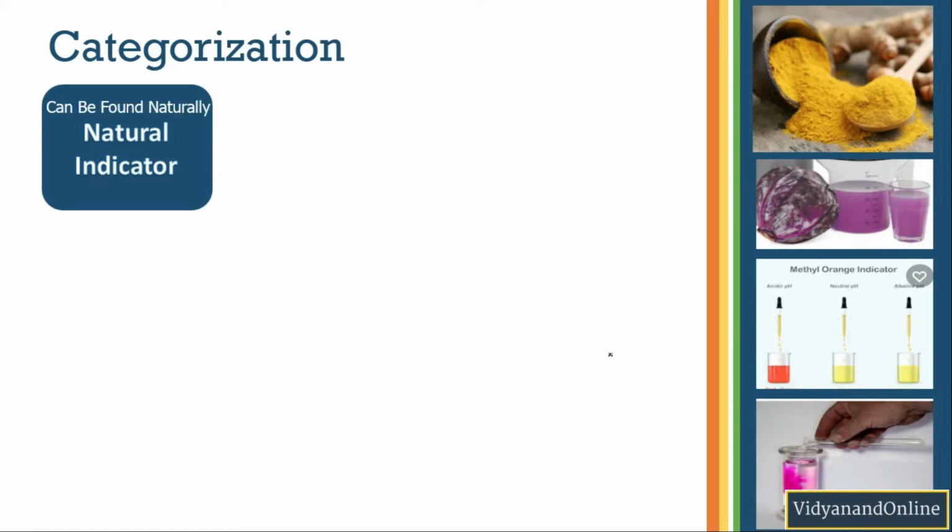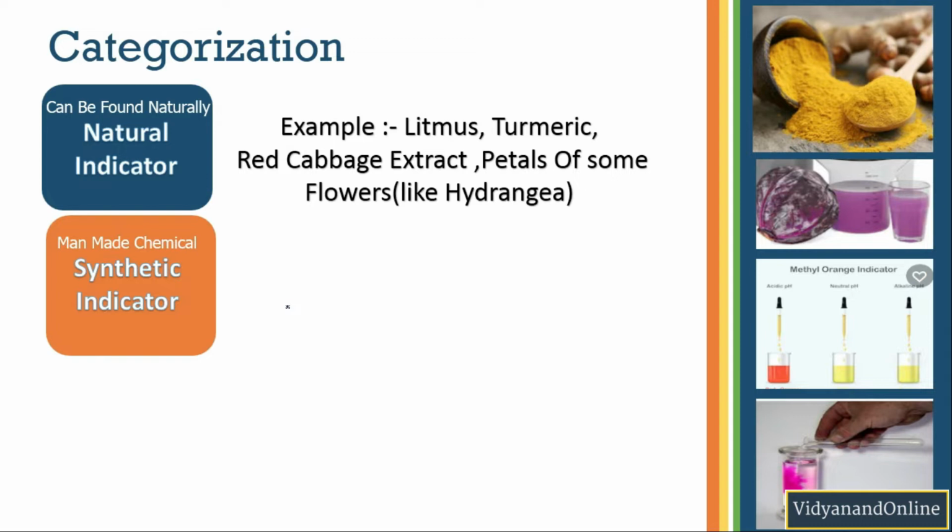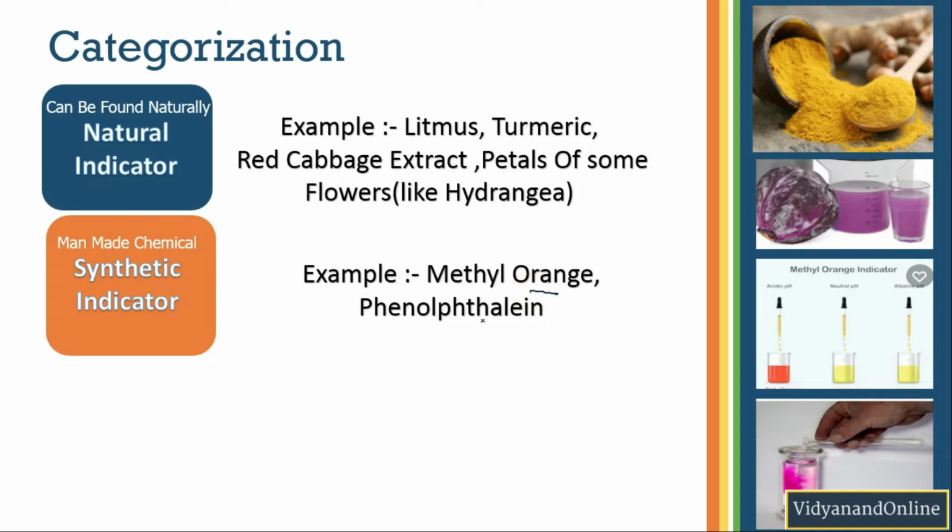First we have natural indicators. What are natural indicators? These are the indicators which are found naturally and they change their color in acidic or basic media. Examples include litmus solution or litmus paper, turmeric, red cabbage extract, and petals of some flowers like hydrangea. Next we are going to talk about synthetic indicators. These are the indicators which are man-made, not obtained naturally from nature. Examples include methyl orange, which is very important, and phenolphthalein.